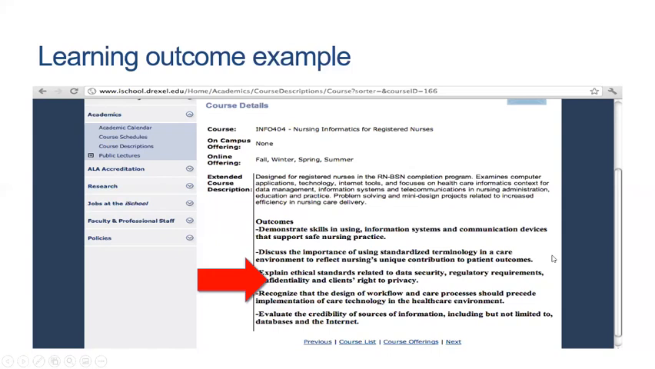So you can see these, I'm not going to read these to you, but you can see we use action verbs: demonstrate, discuss, explain, recognize. These verbs are very important, and we'll provide a resource for finding good verbs a little later on in this module. So there's an example.